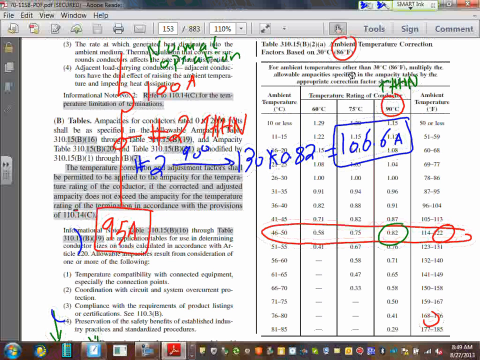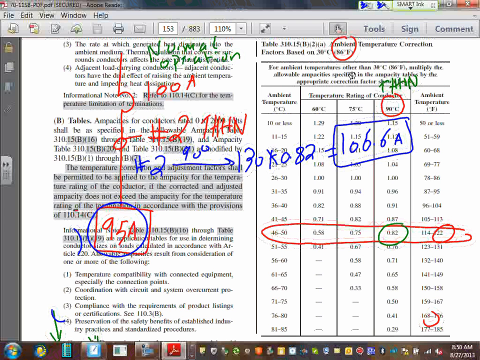So after you derate, the derated ampacity is still more than what the conductor can carry under normal operating condition. So what would your answer for this question be? This one shall not carry more than 95 amps. Shall not carry more than 95 amps.